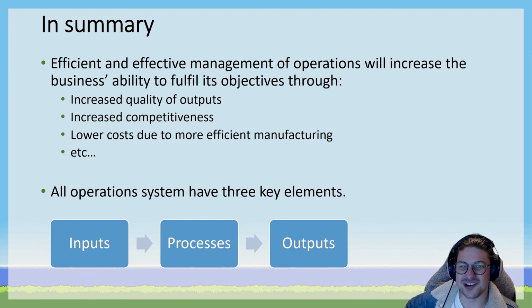And in summary, all operation systems have 3 key elements. Those are inputs, processes, and outputs. If you're clear on the differences between inputs, processes, and outputs, you're more or less ready to address these key knowledge points in any question that's thrown your way.